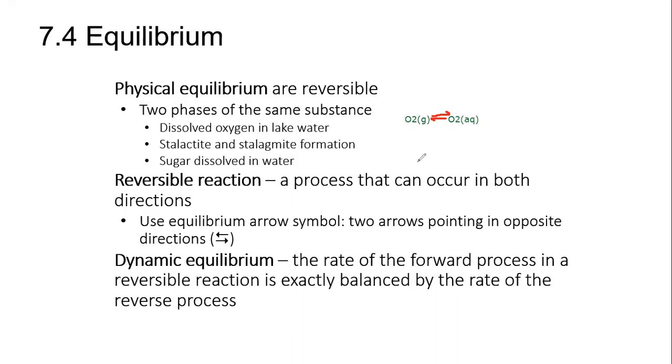For example, if we dissolve sugar in water, we have sugar, which is a solid, and then we have sugar, which is aqueous. At equilibrium, we have a balance between the two. There's sugar going into solution and sugar coming out of solution. So again, that double-headed arrow means that it's reversible. Both sides of the reaction are present.